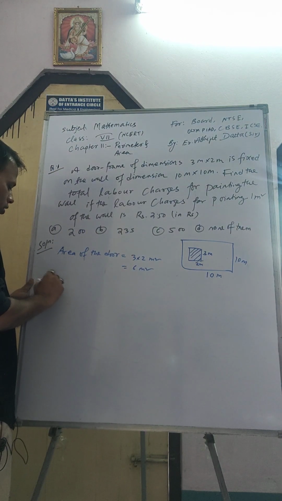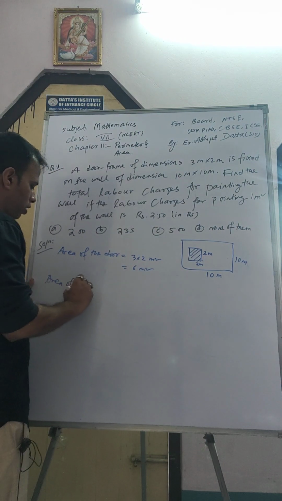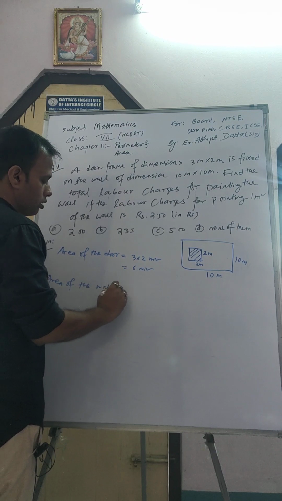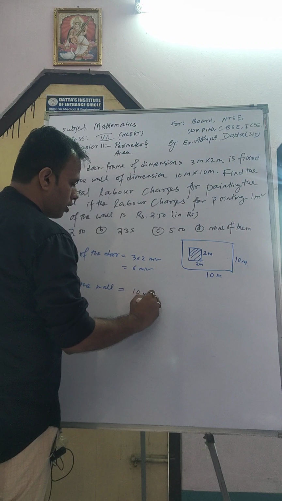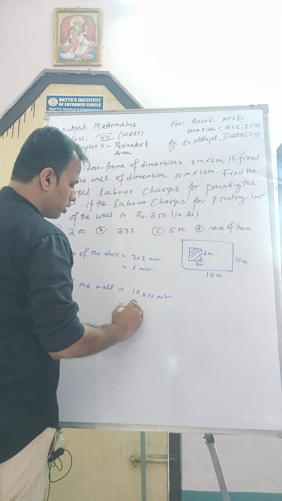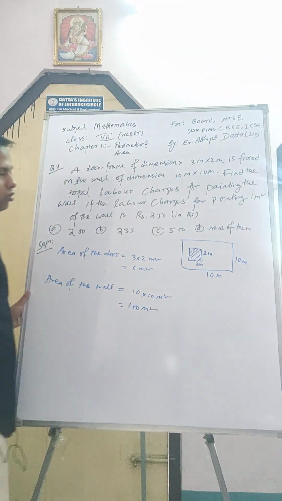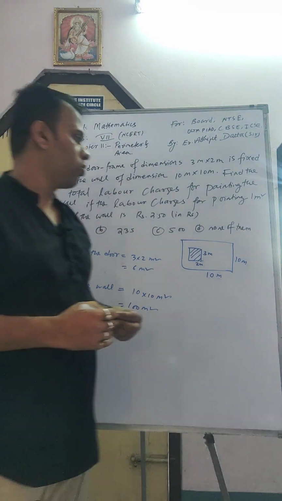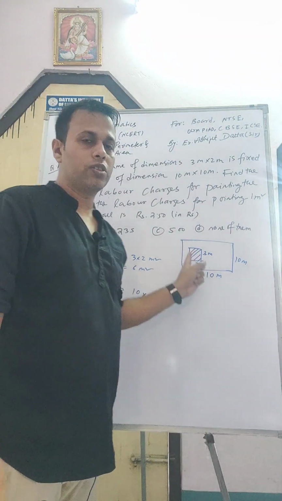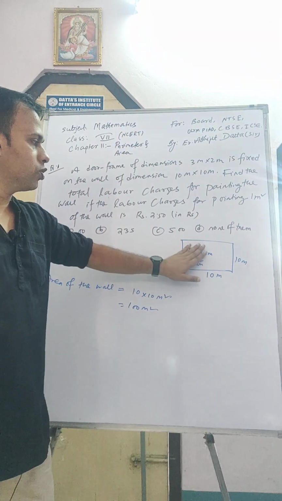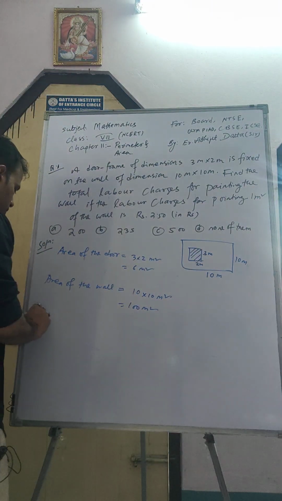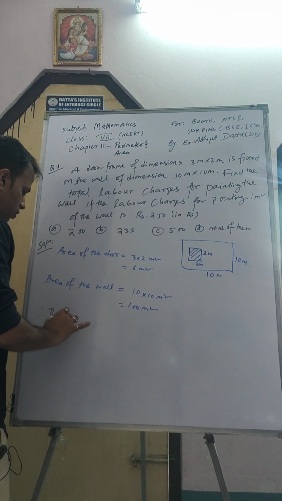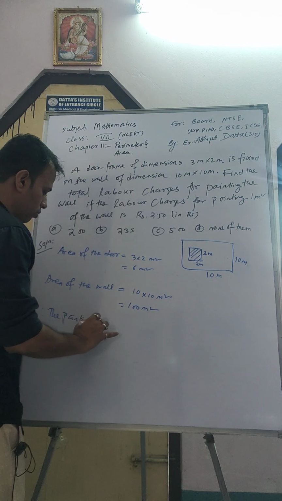Then area of the wall equal to what? This one is side, this one is also side, so it will be 10 into 10, that is meter square, so 100 meter square. Now we have to find out the cost for painting the walls, not for the doors, okay. So the area of the doors we have to remove. So the painting area, therefore, the painting area will be what?